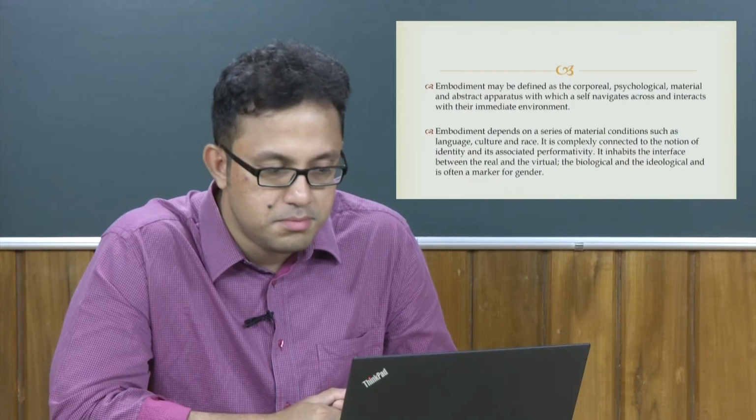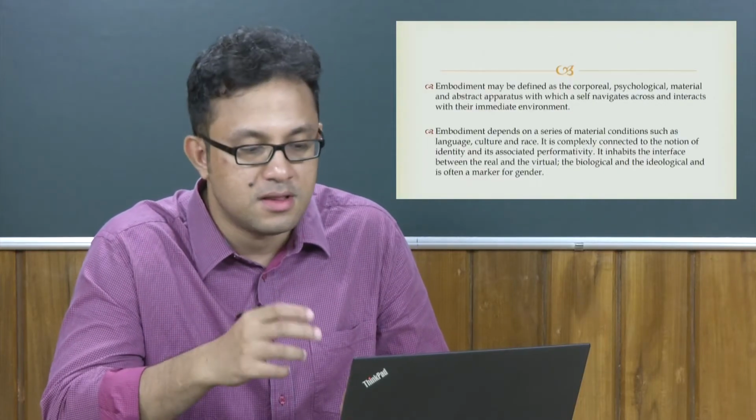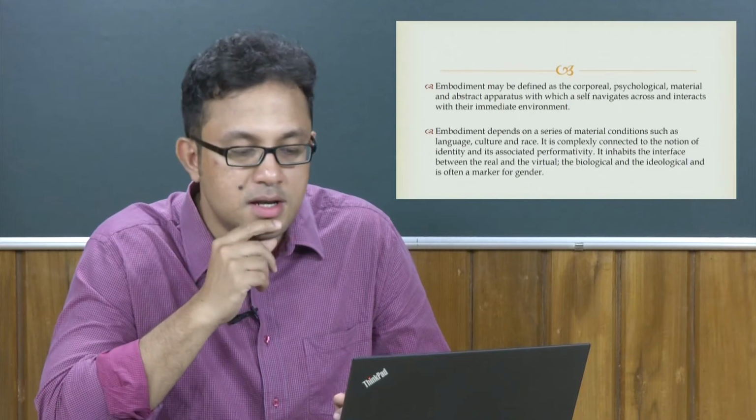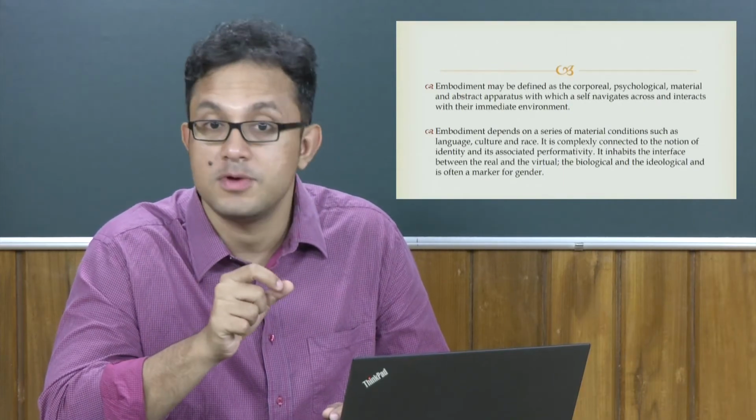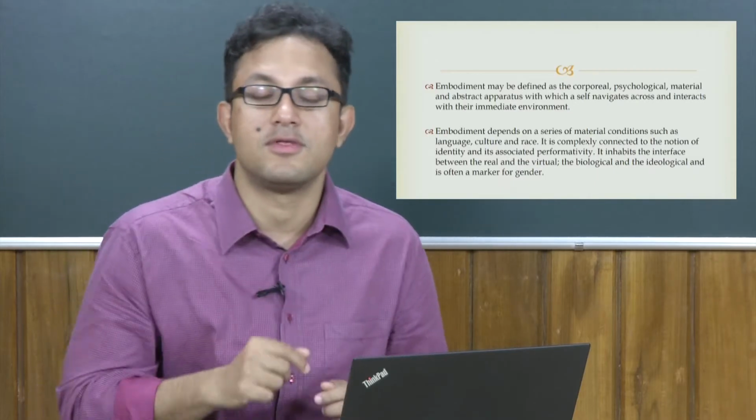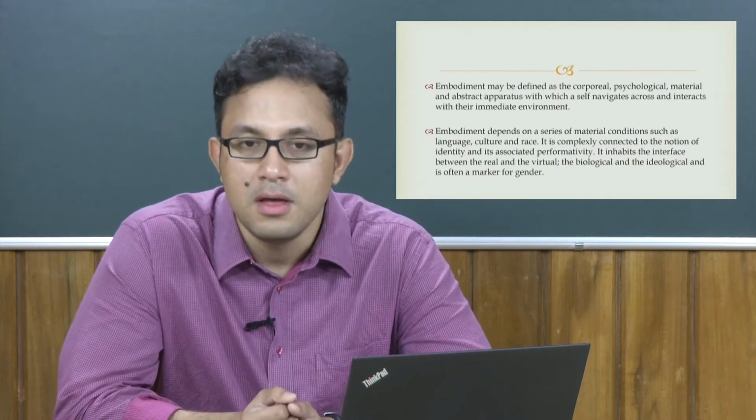So embodiment, something which depends on performativity, something which generates identity, inhabits the interface between the real and the virtual. So embodiment is something which happens really at a real level. You are what you are, you embody yourself as a real person, but equally you embody yourself as a concept, as a gendered concept, as a cultural context, as an ideological concept, right? It inhabits the interface between the real and the virtual, the biological and the ideological, and is often a marker for gender, right? Because remember, gender is something which is as biological as it is ideological, or rather I should say as ideological as it is biological.